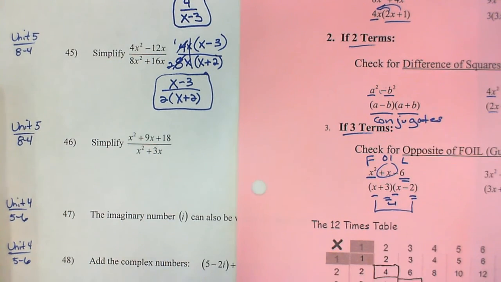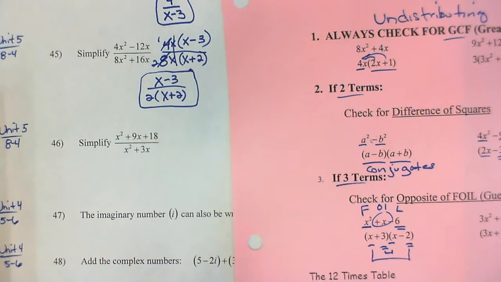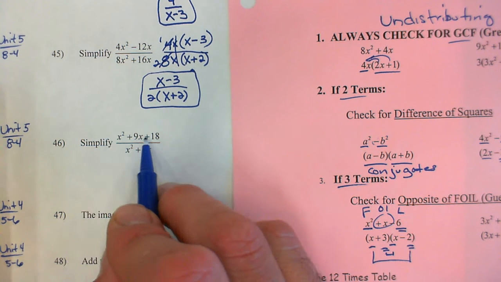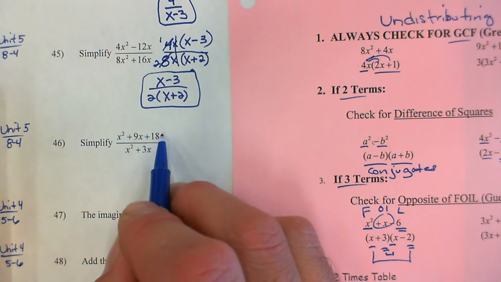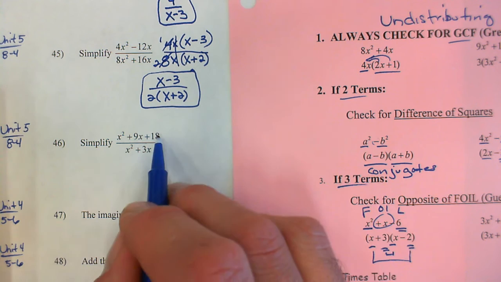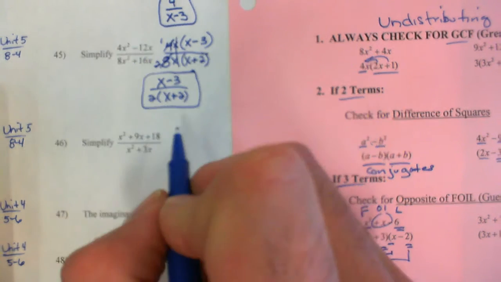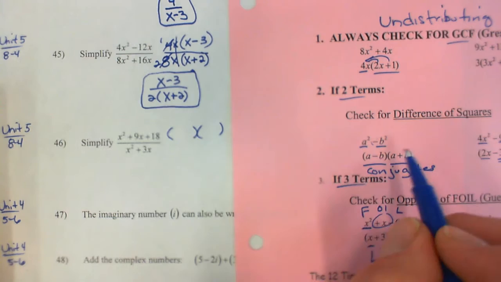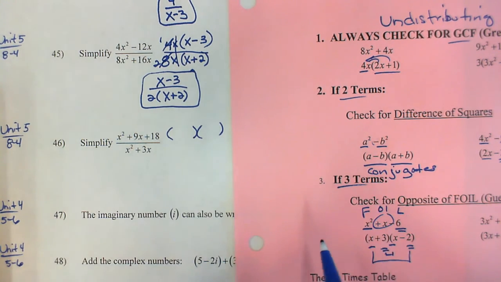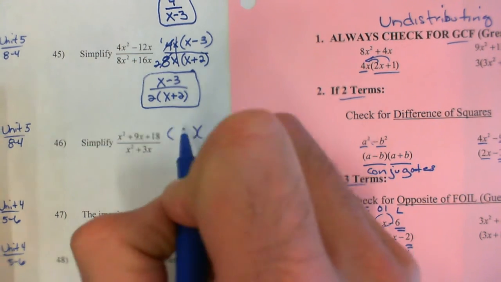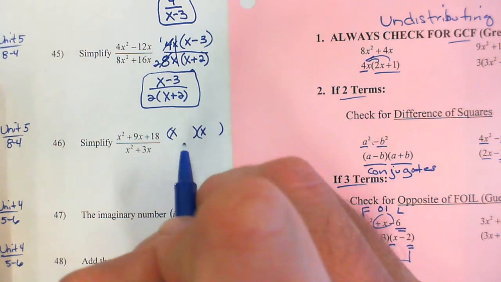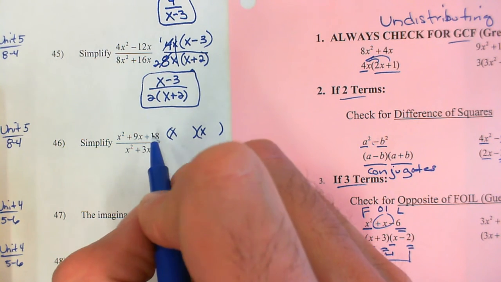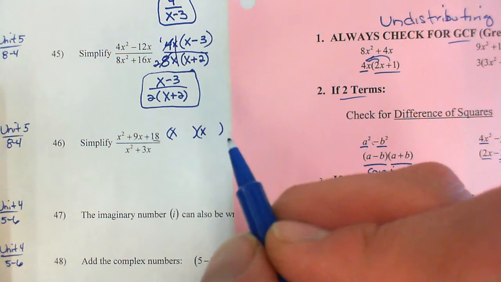Okay, on 46, again, let's check for greatest common factor. You've got a 1, so if you have a 1 as one of your numbers, there's no common factor there, and there's not an x all the way through the top. So that means this must factor into 3 terms, which is opposite of FOIL. So the first times the first has to get you the first, so that's got to be x. The last term times the last term has to get you the last term, so we need factors of 18 that will get you 9.